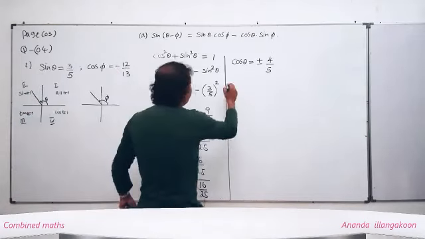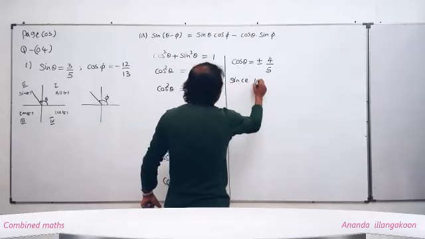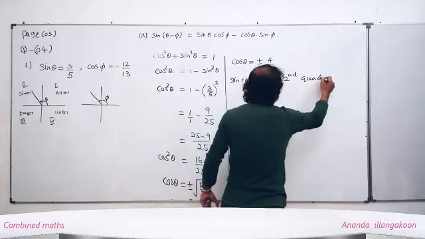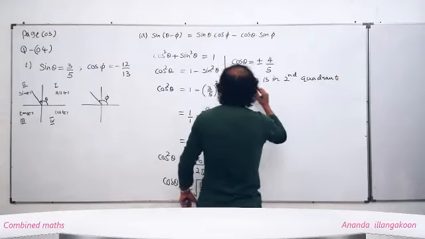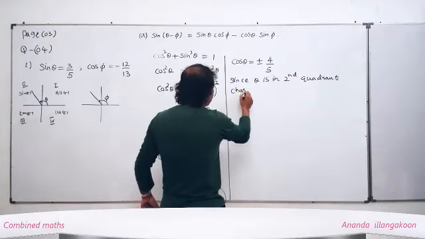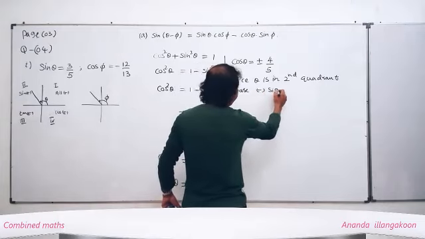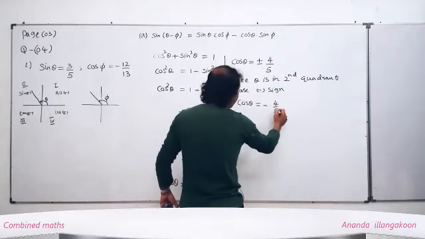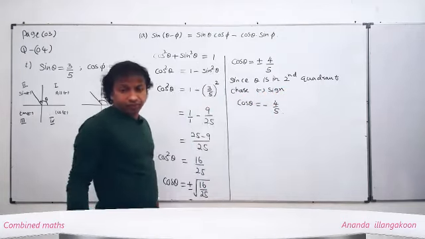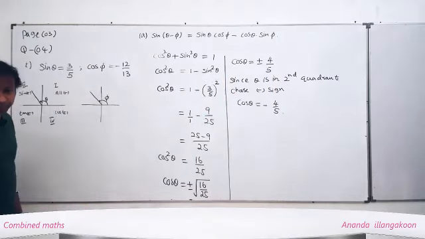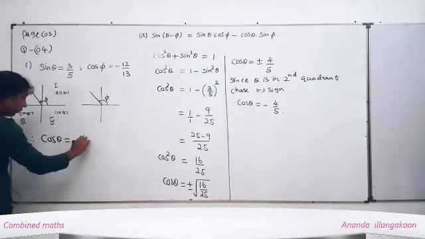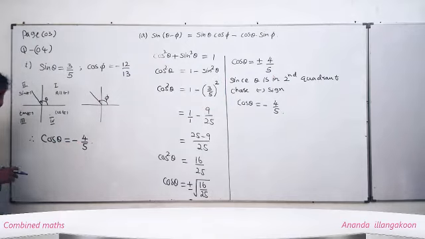So therefore, since theta is in the second quadrant, we choose the negative sign. Cos theta is, people, minus 4 by 5. All right. Cos theta is minus 4 by 5. Then, people, we know the cos theta value, right? Cos theta is minus 4 divided by 5.